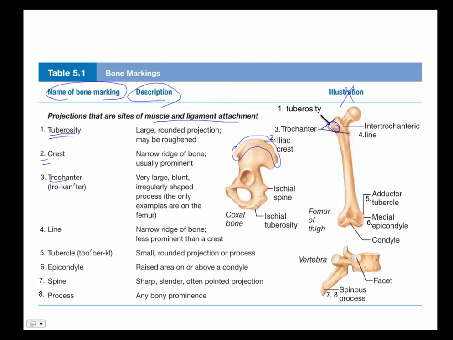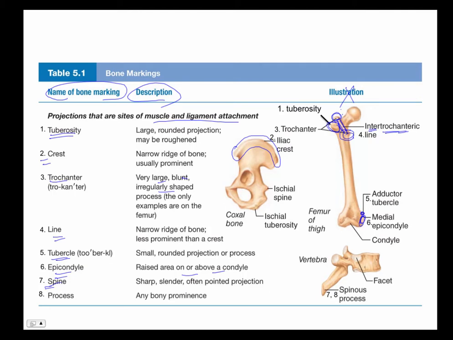Trochanter is a large, blunt, irregularly shaped process, and the only example is the one on the femur. Line is a narrow ridge of bone. So here's that intertrochanteric line, inter being between the trochanters, so those two regions. Tubercle is a small rounded projection or process, and the tubercle is right over there. Epicondyle is raised above a condyle, and so the medial epicondyle is here as an example.